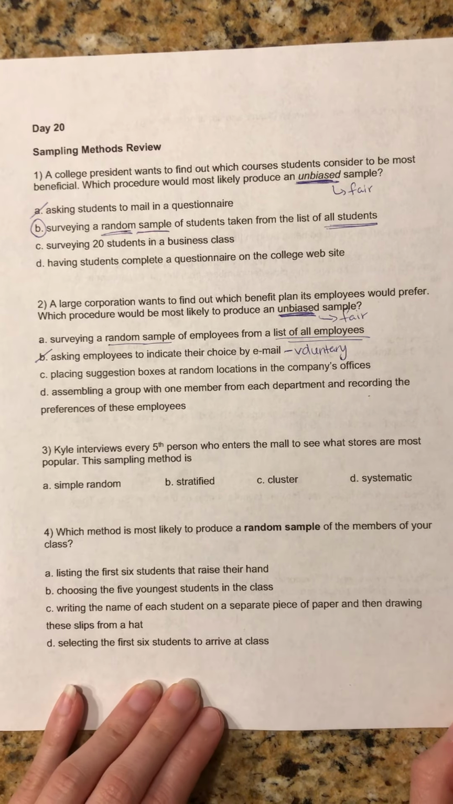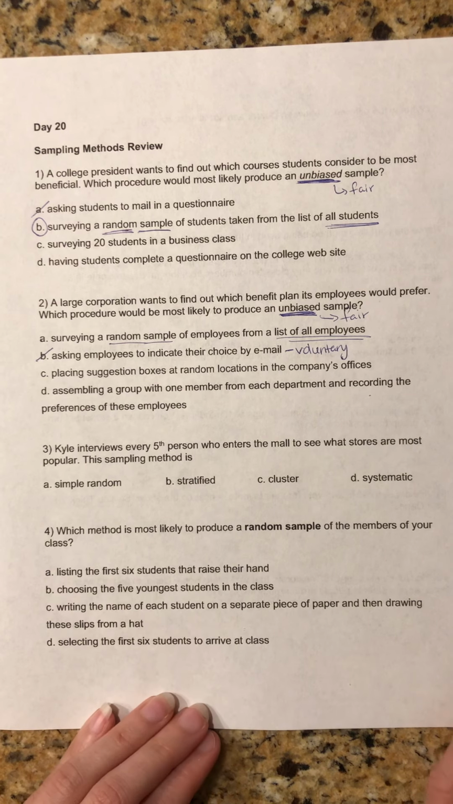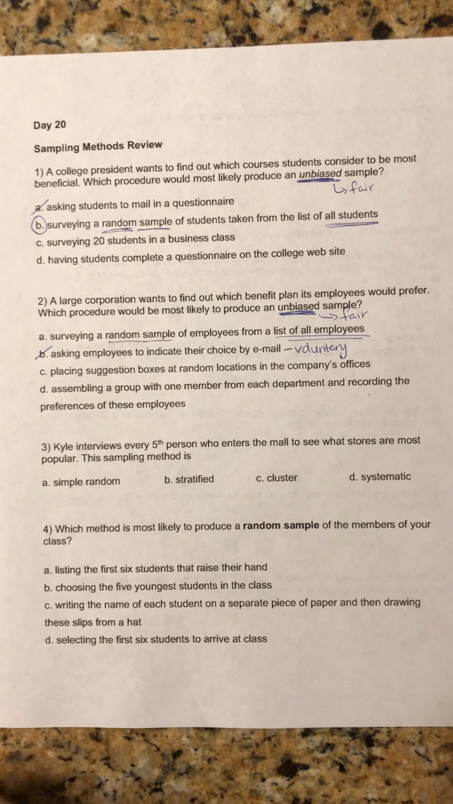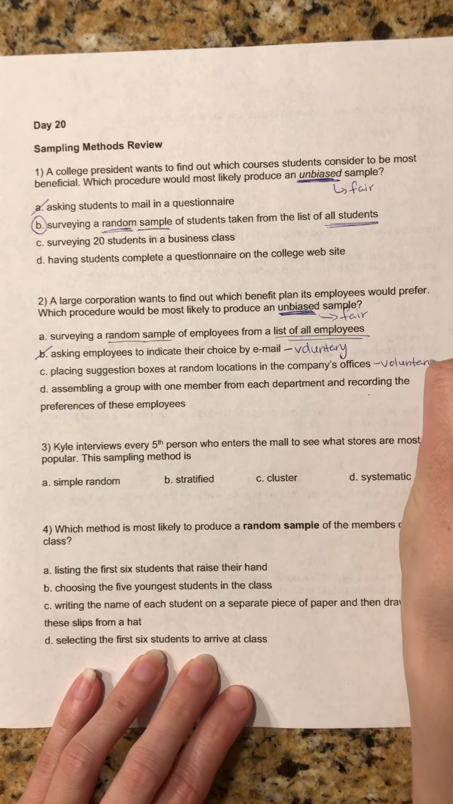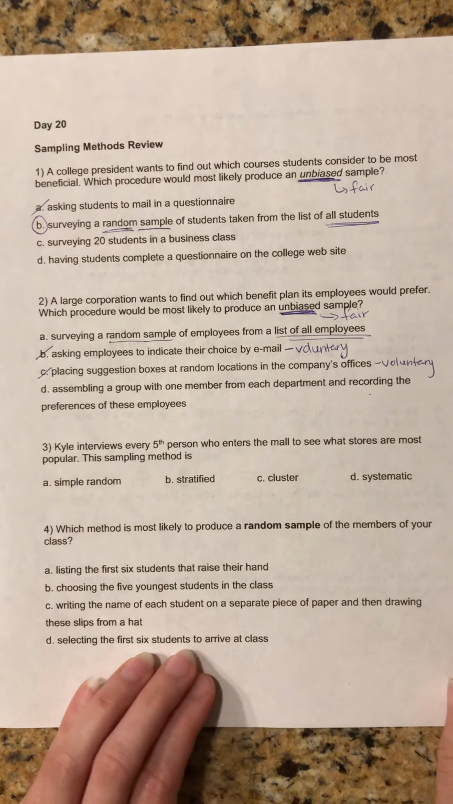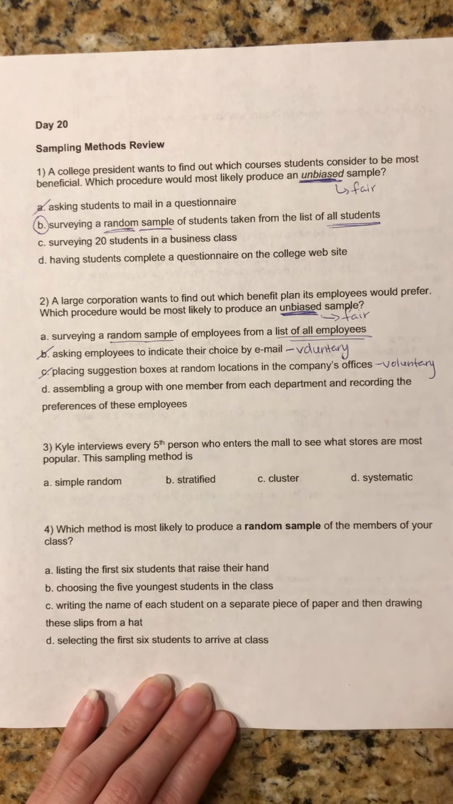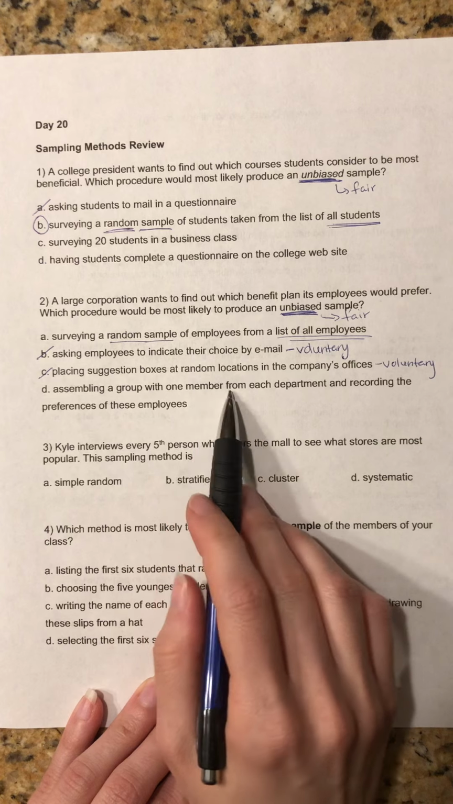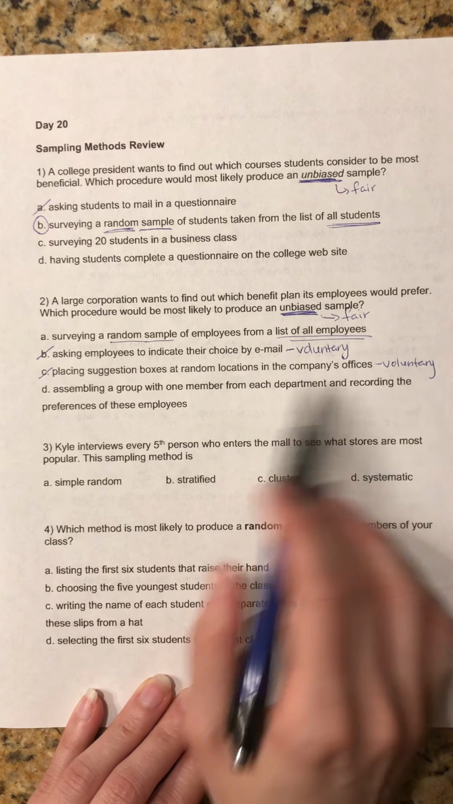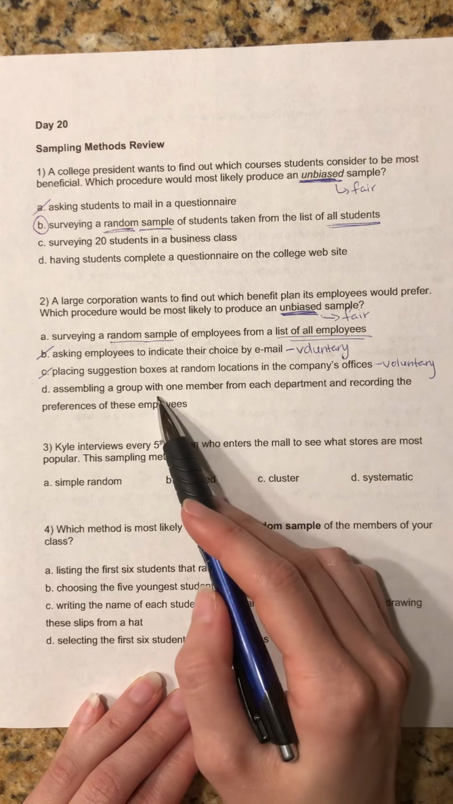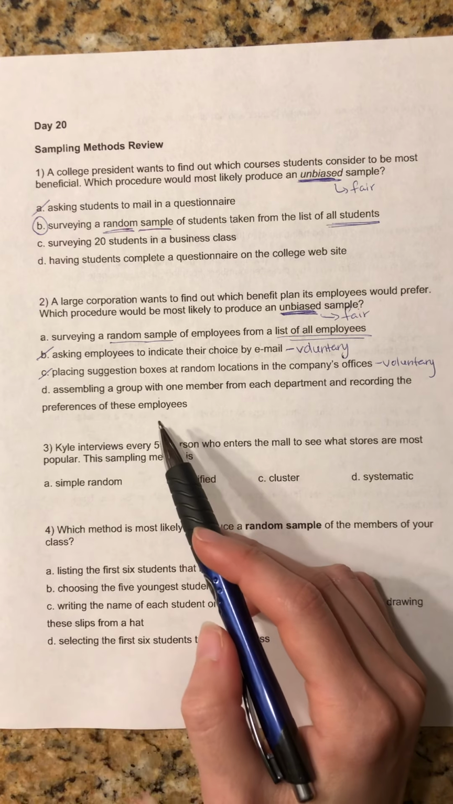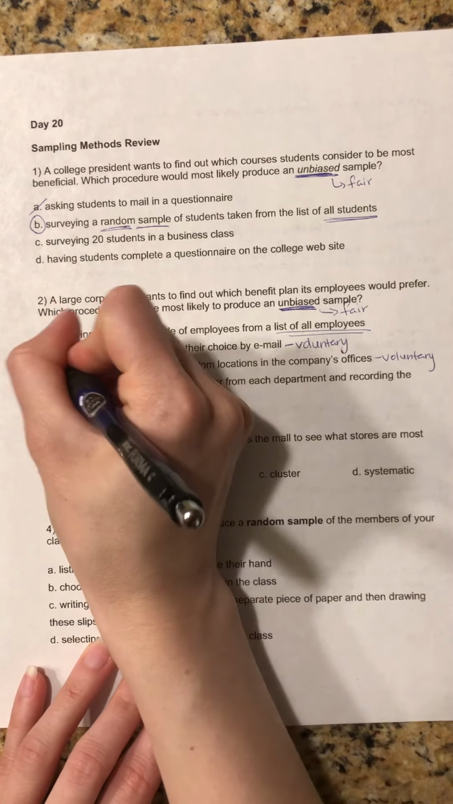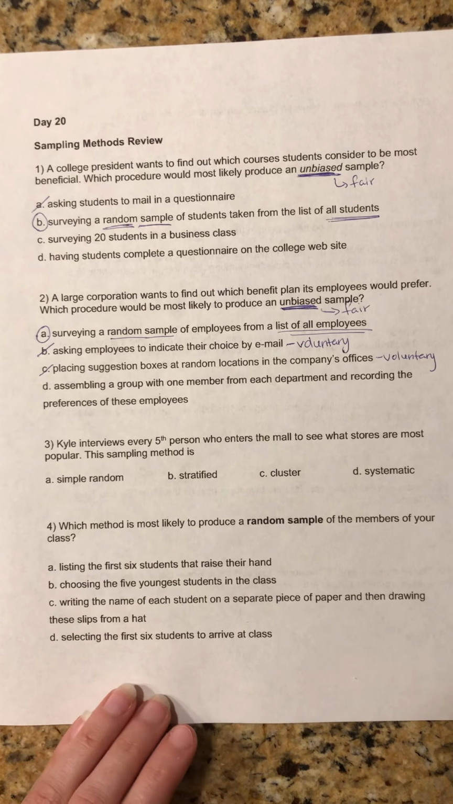Placing suggestion boxes at random locations in the office. Again, you're going to have people who aren't going to put stuff in the suggestion box, so that's also voluntary. Whether you want to put a suggestion in or not, that's not going to be the most unbiased. Assembling a group with one member from each department, and then recording the preferences. So yes, this would seem to be pretty unbiased, but to me, the most unbiased would be surveying random samples of all the employees.